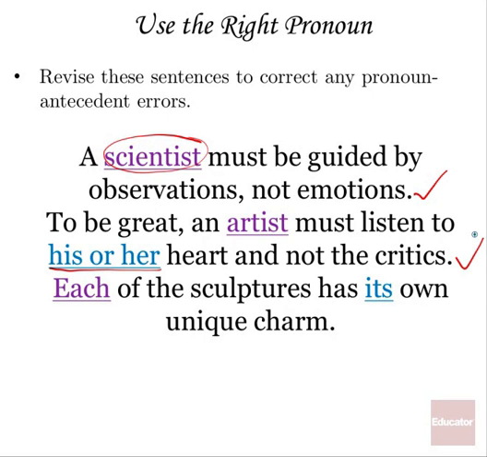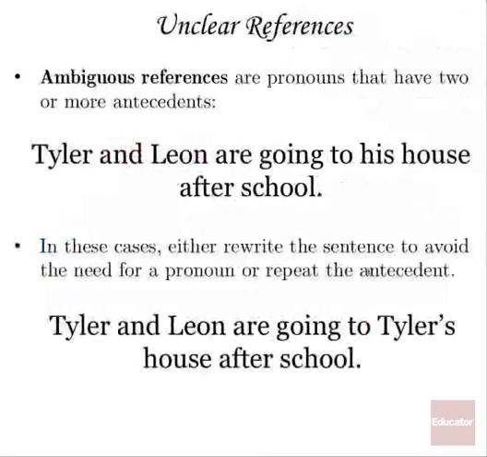This is another way to solve that problem. We don't know whether the artist is male or female, and since it's a hypothetical artist anyway, there's no way to tell. However, in the last sentence, each of the sculptures has its own unique charm. This enables us to sidestep the gender issue because sculptures are not people. "Each" is our antecedent. It is supposed to be singular, so we make it "its," and the problem is solved.